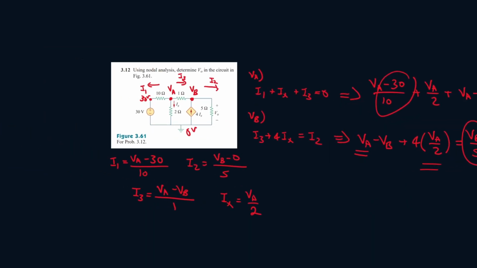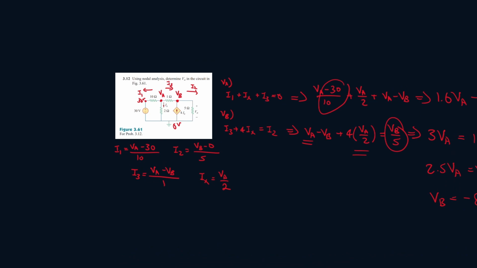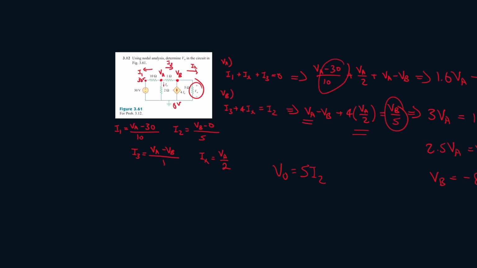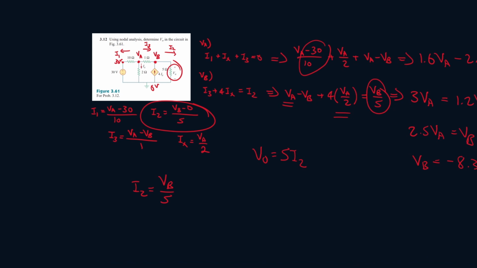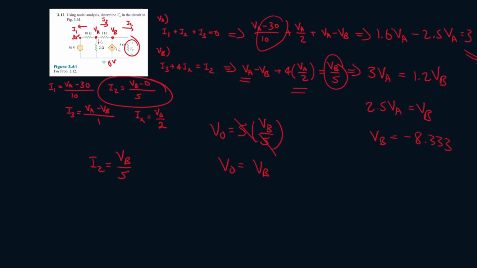And what are we trying to find out? We're trying to find VO. Okay. So VO is equal to 5 ohms times I2, the current that's passing through the resistor. So we have to find I2. The I2 is VB over 5, so we can plug that in here. These cancel out. So VO is just VB, and that's just minus 8.333 volts. So that's your answer.